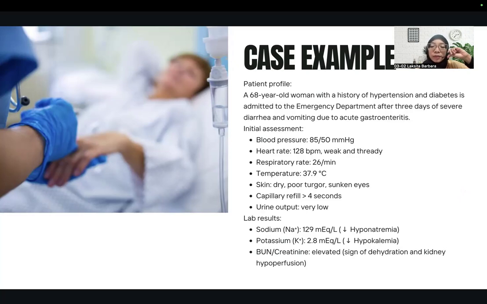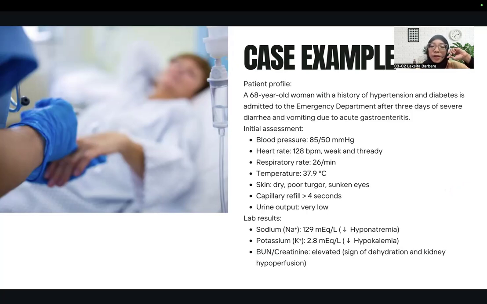From the assessment, it is shown that the patient has low blood pressure and a very fast heart rate. The pulse is weak, the respiratory rate is increased, and the temperature is also increased. The skin is dry with poor turgor and sunken eyes. The capillary refill time is slower and the urine output is very low.